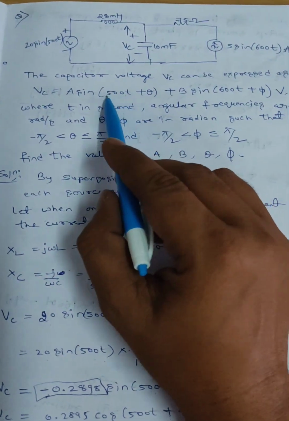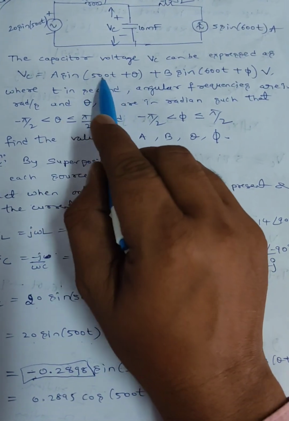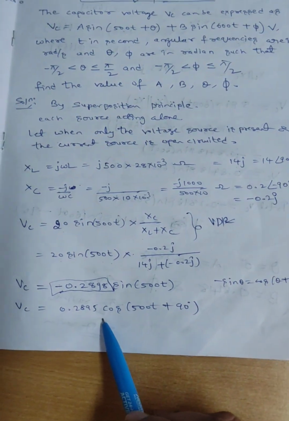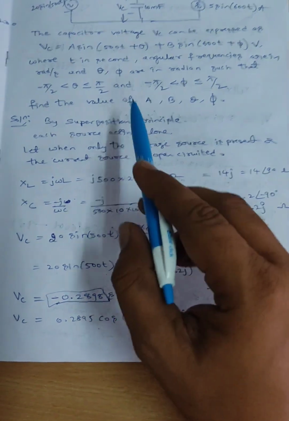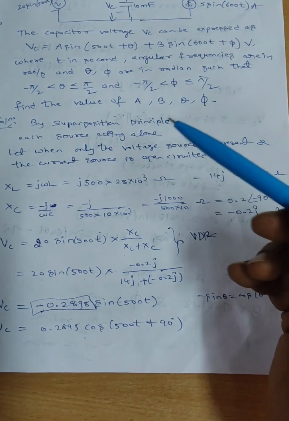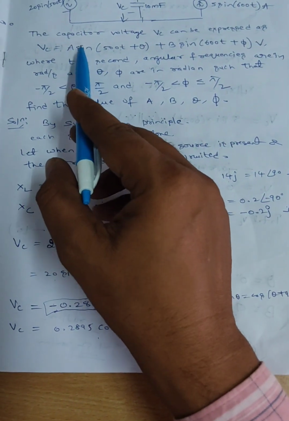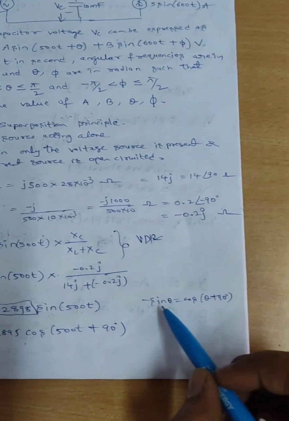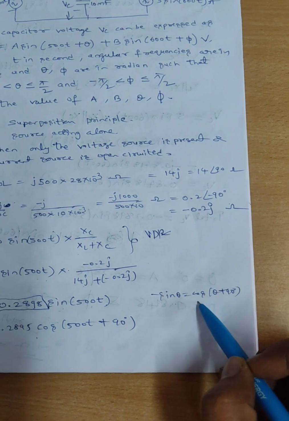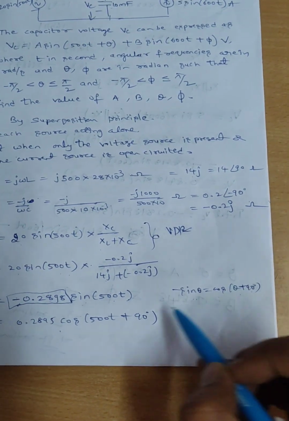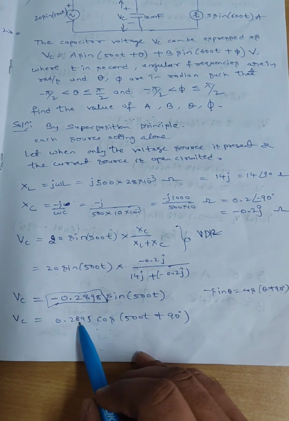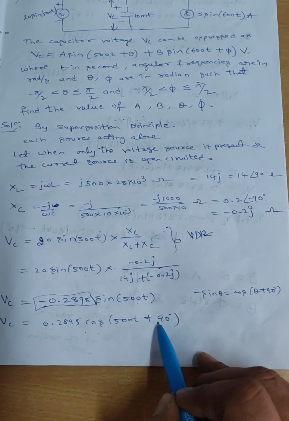See, in the format they have mentioned here, it is in sine form only. Whatever answer you got, you can convert into cos form. In the main NPTEL exam, the same question may repeat, but they will give cos instead of sine. Whatever you got initially, you can later convert sine to cos using the relation minus sin theta is cos(theta plus 90). By using this relation, I converted the same answer like this: 0.2895 cos(500t plus 90 degrees).